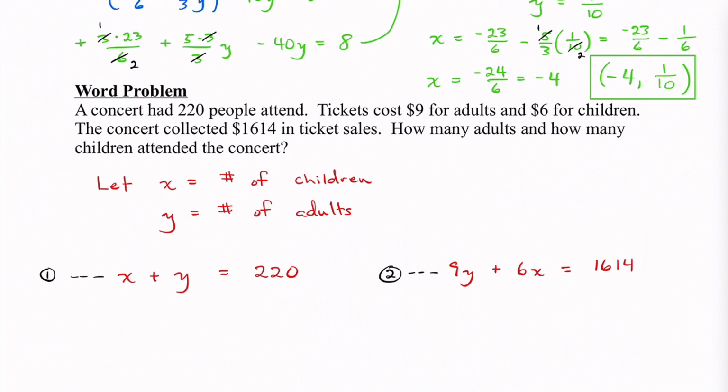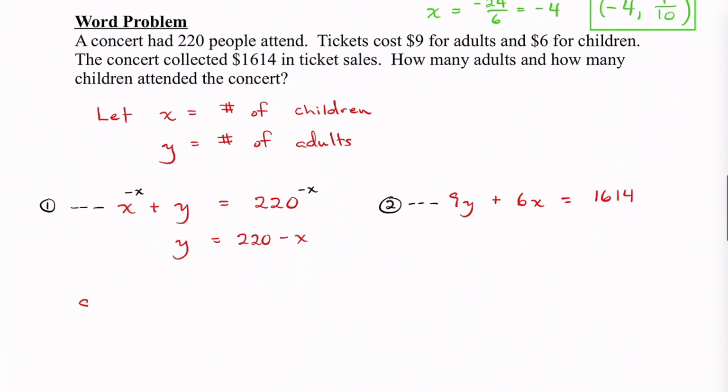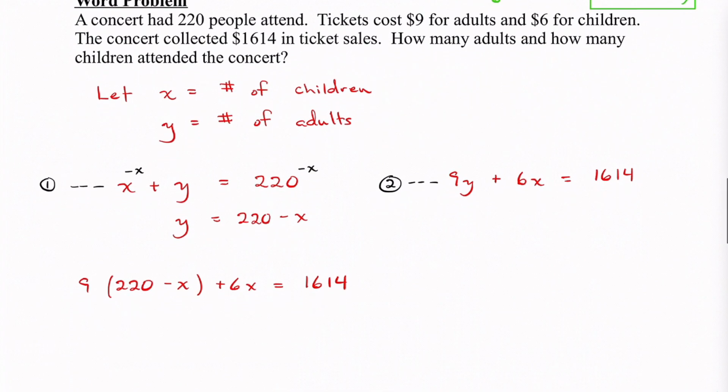So I'm going to label this one equation 1, and this one equation 2. And I'm going to rearrange equation 1. I'm going to subtract an x from both sides, and then I will substitute that into equation 2. So what I'll get from this is y equals 220 minus x. So I'm going to take this and substitute that where I have y right there. So I'm just going to do that down below. So it was 9 times y, but y is now 220 minus x. And then we had plus 6x equals 1,614.